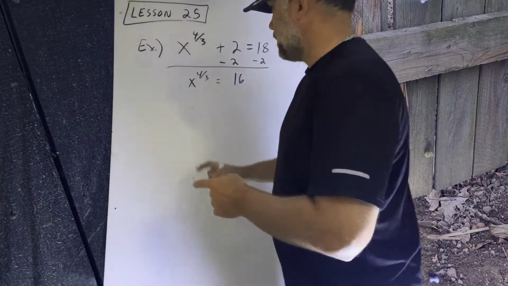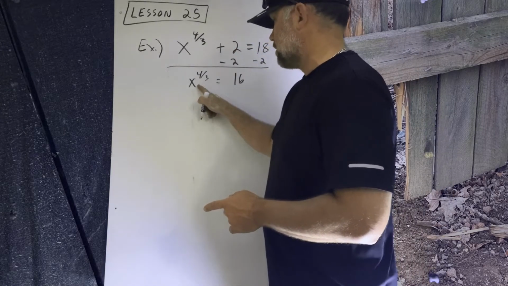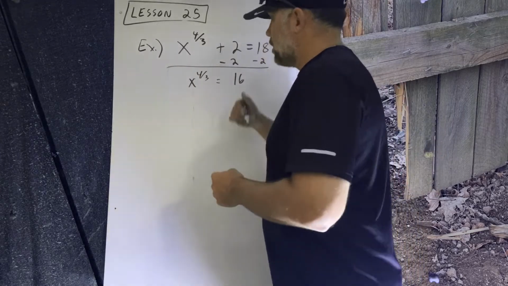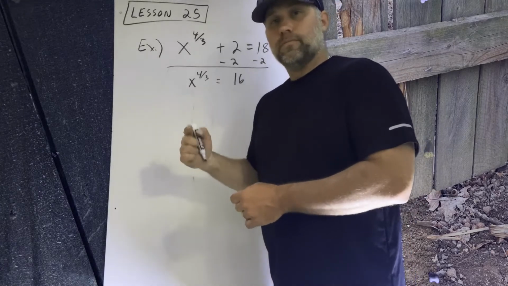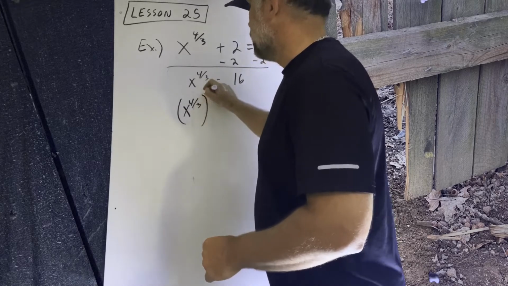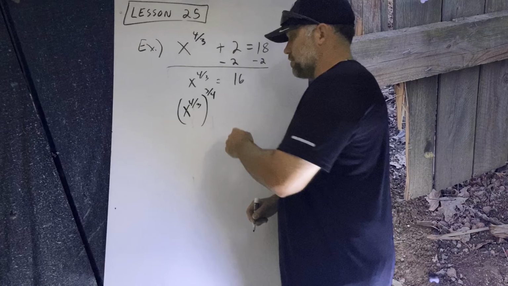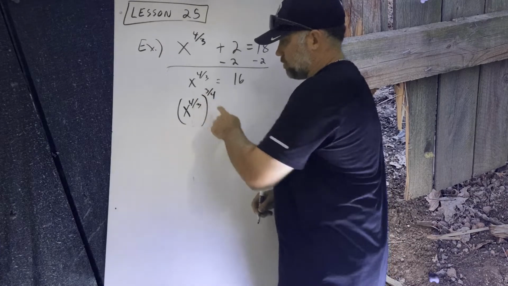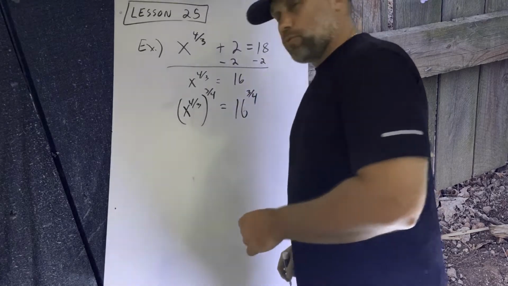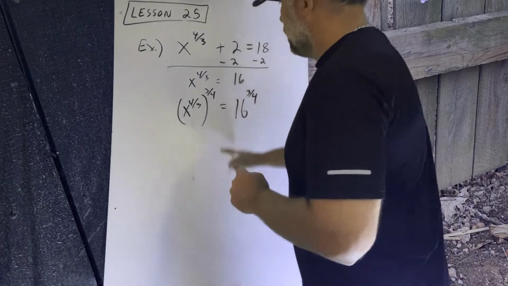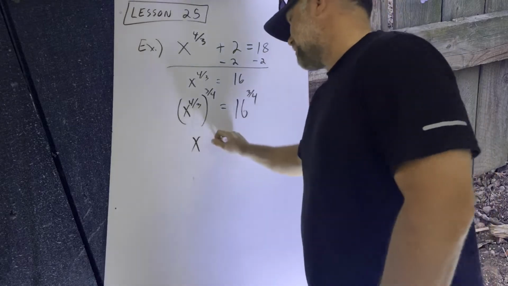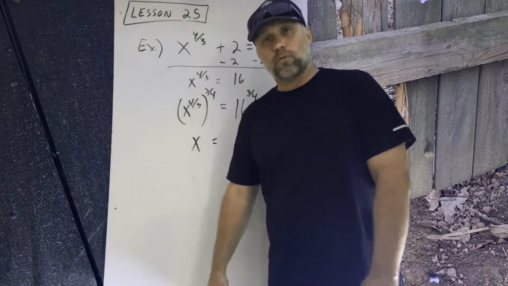Now remember, 4/3 means I'm taking the cube root of x, but I'm also raising it to the 4th power. The opposite of that is to cube it and take the 4th root. So I'm going to raise x to the 4/3 to the 3/4 power, because that's going to undo this, and this is going to undo this. And remember, whatever I do to one side, I must do to the other. So I'm going to raise the 16 to the 3/4 as well. Multiplying those two together, a power raised to a power, those are going to wipe out and just leave me with an x. And then I just have to figure out what 16 to the 3/4 is.